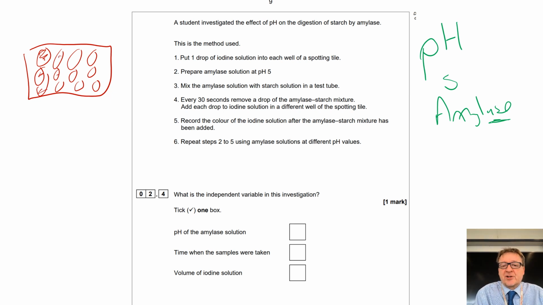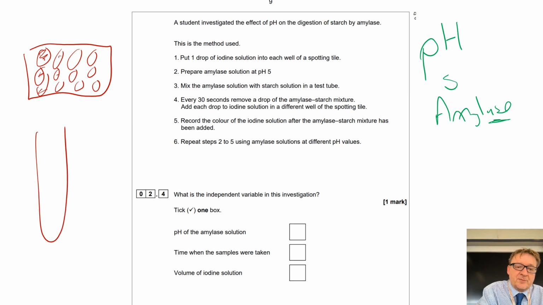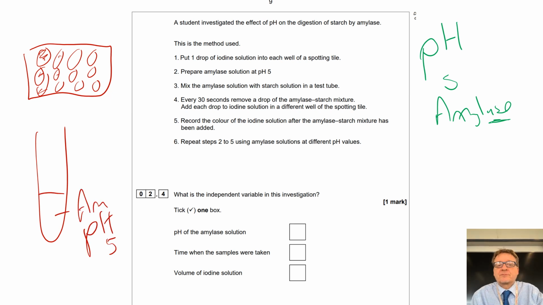Prepare my amylase solution at pH 5. So there's a boiling tube, and in there I've got my amylase at pH 5. Mix the amylase solution with starch solution in a test tube. So I've got starch solution and I mix it. Every 30 seconds, so I start my stop clock. Every 30 seconds, remove a drop of the amylase.